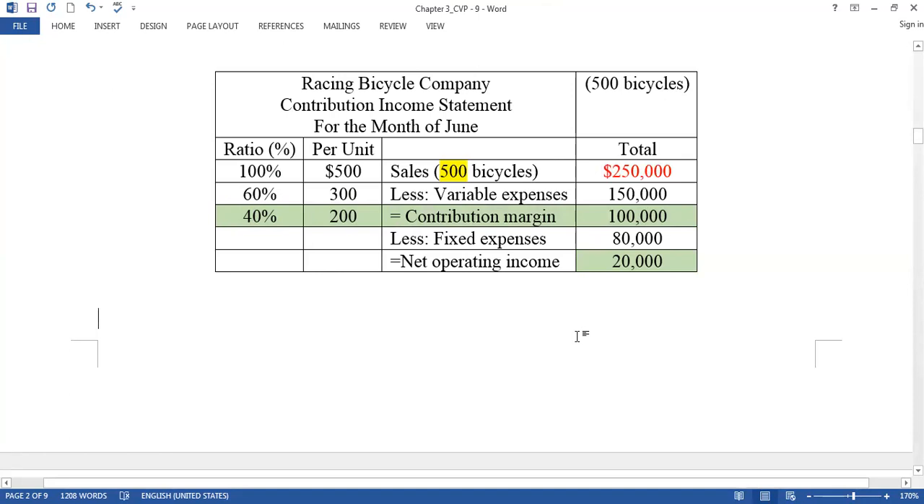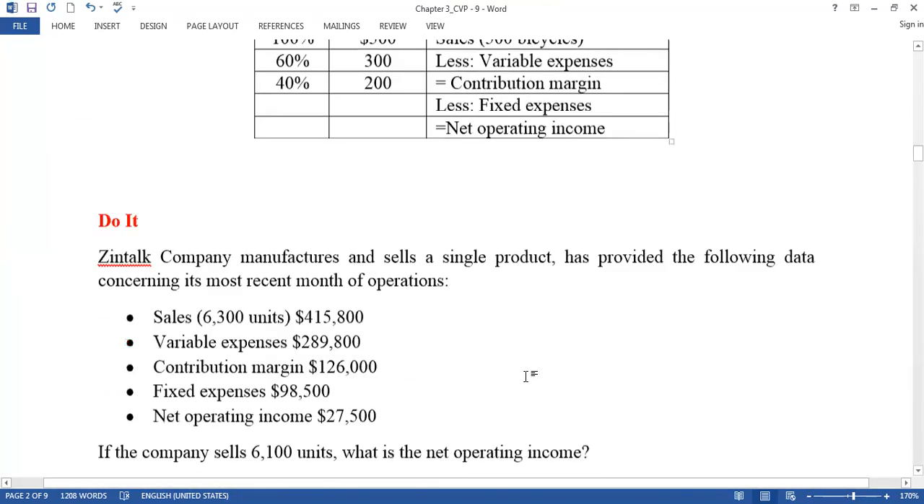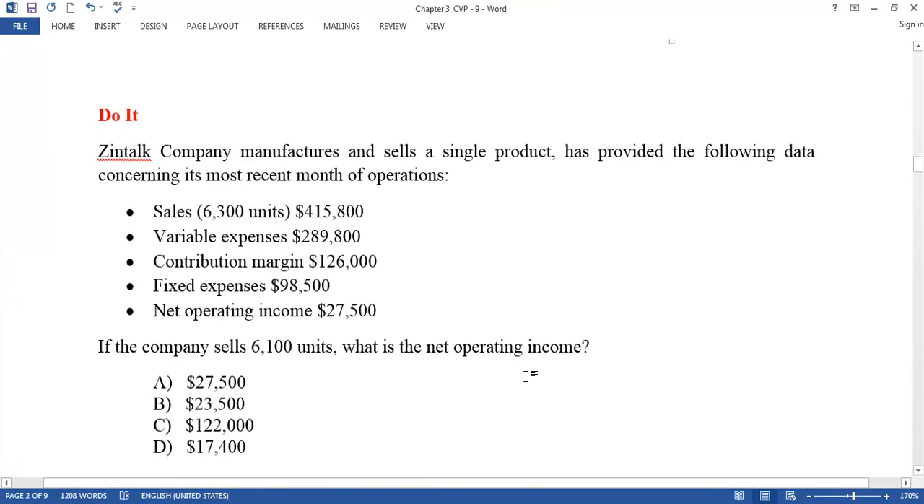So these three numbers are very, very important for this chapter. What is the amount of contribution margin? What is the per unit contribution margin? What is the contribution margin ratio? You should know how to calculate this very well. Now let's see. Now look at this question, if you understand my calculation already.